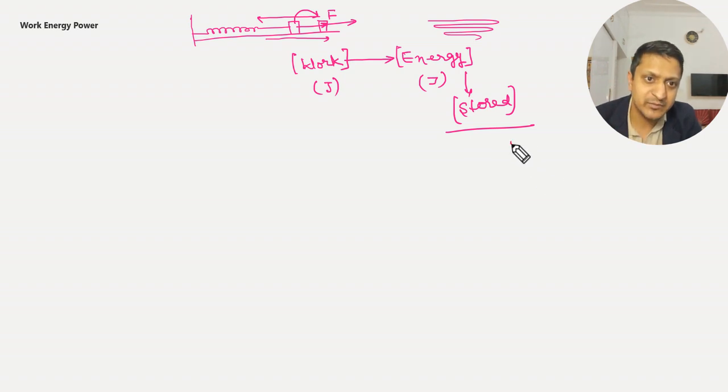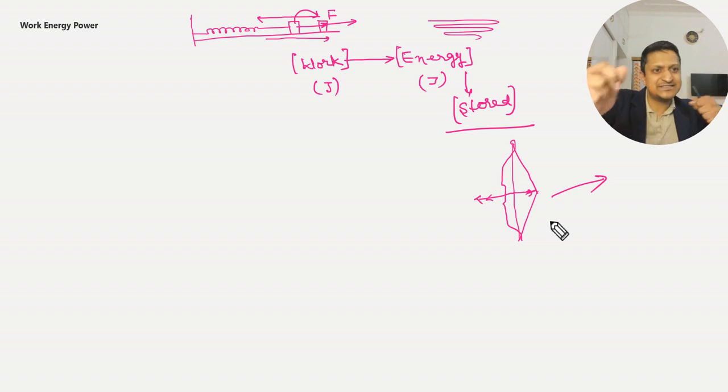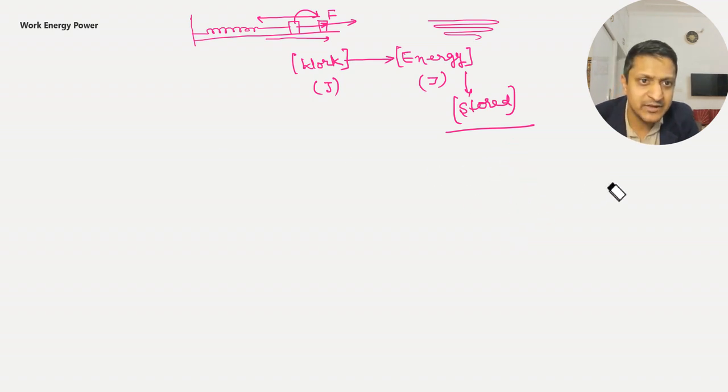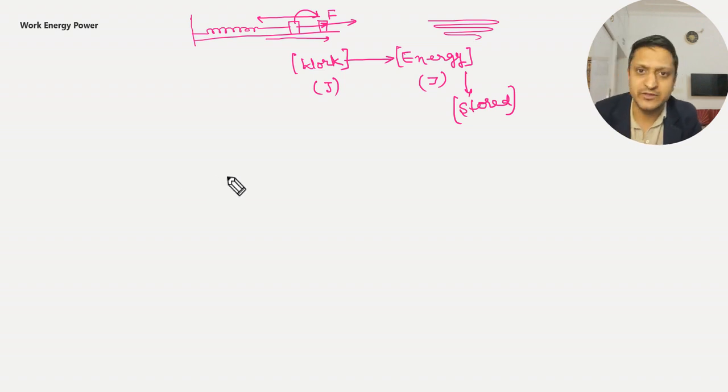Like suppose there is a bow and arrow. If we pull it and then it goes, first we stretch it, we put in some work, we do work, and then that work is stored as energy in that arrow. Okay, leave this example, it is not a good example for that. Let's move further.